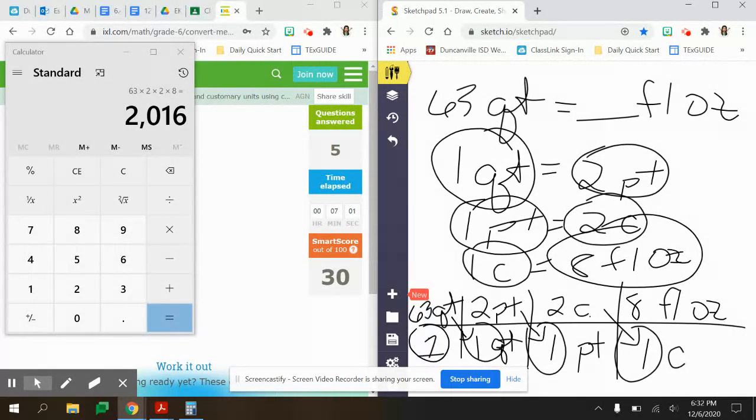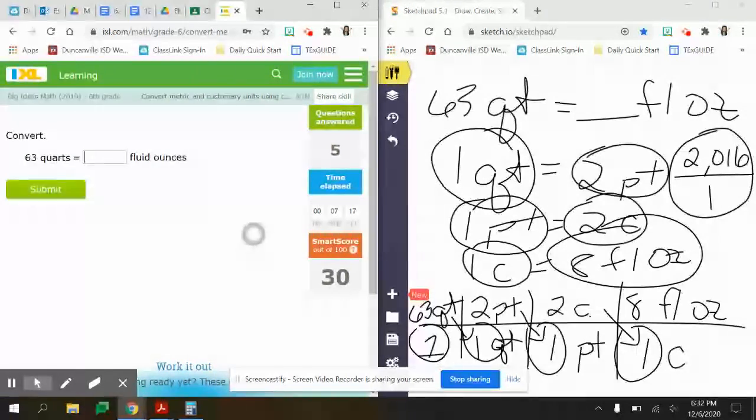So the top was 2016, and the bottom was 1. That's a fraction answer. With a fraction, top in, bottom out, I'm going to divide it. In this case, my denominator is 1, so I really don't need to divide. So my answer is just 2016. And there we go.